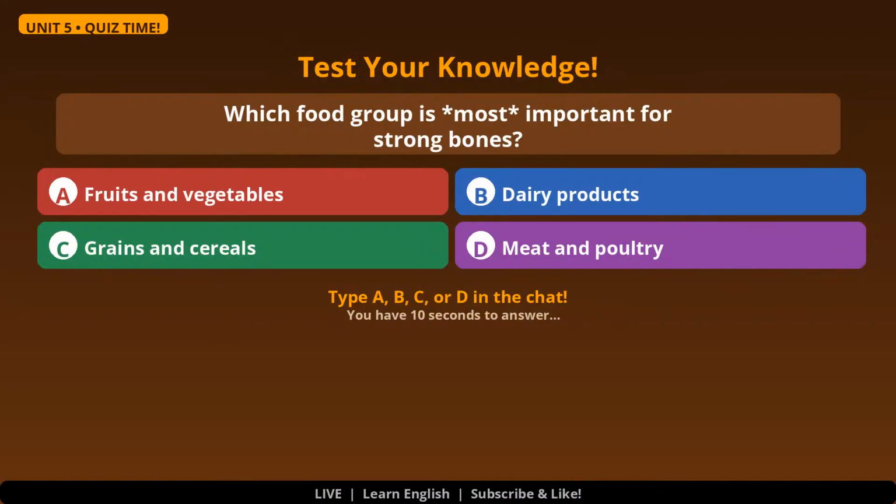Pop quiz. Here's the question. Which food group is most important for strong bones? Option A, fruits and vegetables. Option B, dairy products. Option C, grains and cereals. Option D, meat and poultry. Think about it. Type A, B, C, or D in the chat. You have 10 seconds.